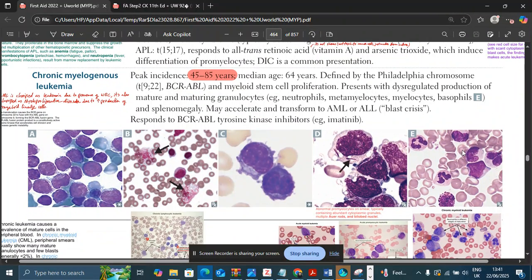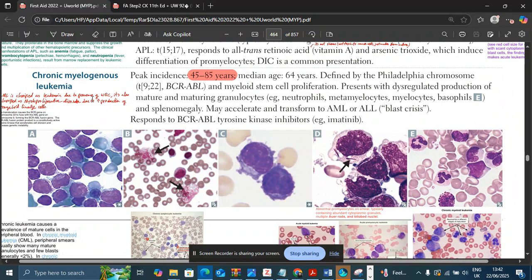Look at the image. You'll see neutrophils, metamyelocytes, and myelocytes. Myelocytes are the less mature neutrophils, metamyelocytes are more mature neutrophils, and then neutrophils. We'll also see basophils in the peripheral smear, and we'll also see splenomegaly.